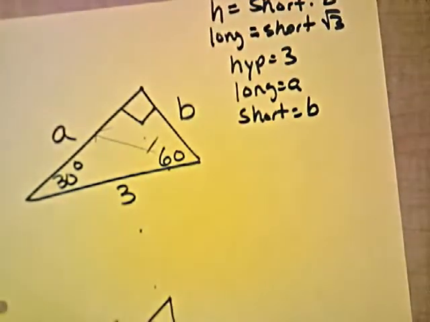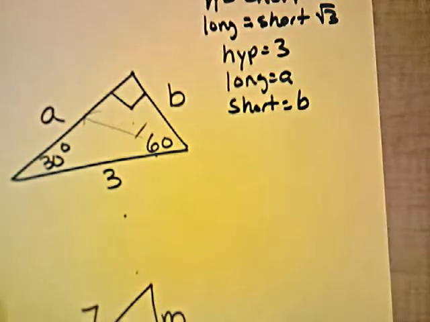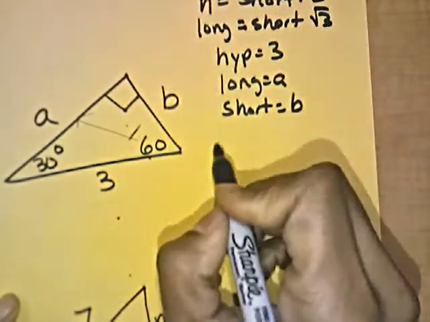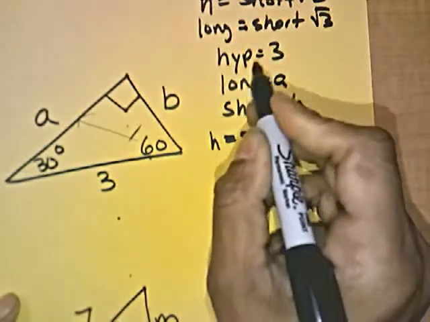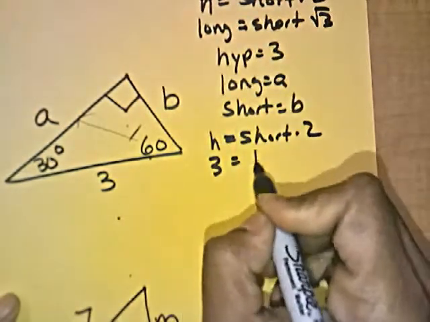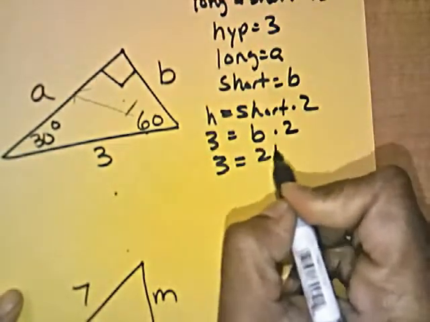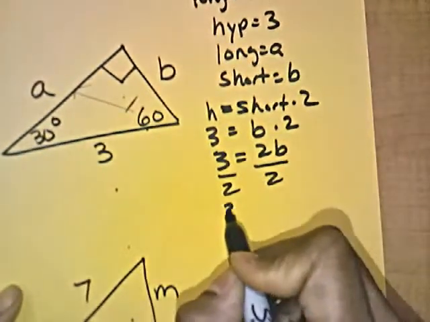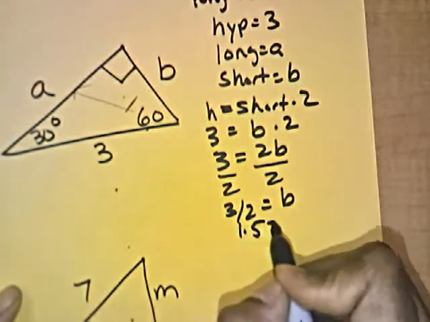Now, can I use that little rule that I said about half square root of 2? No, because that's only for 45, 45, 90. So here we go. H is equal to short times 2. H is 3. Short is B times 2. 3 equals 2B. Divide both sides by 2. And you get 3 halves is equal to B, or 1.5 is equal to B.